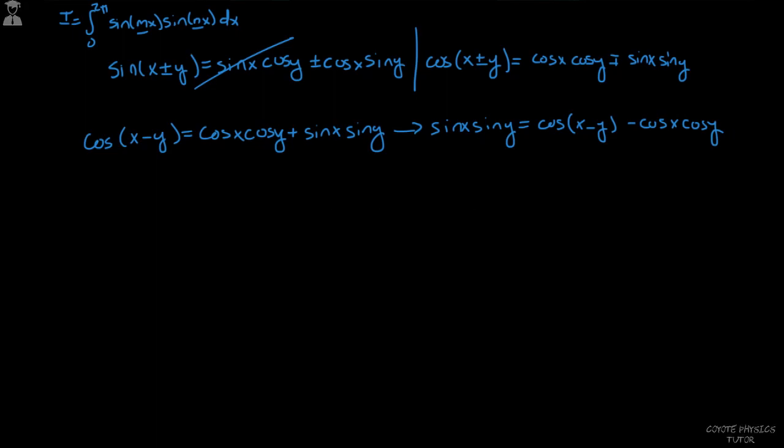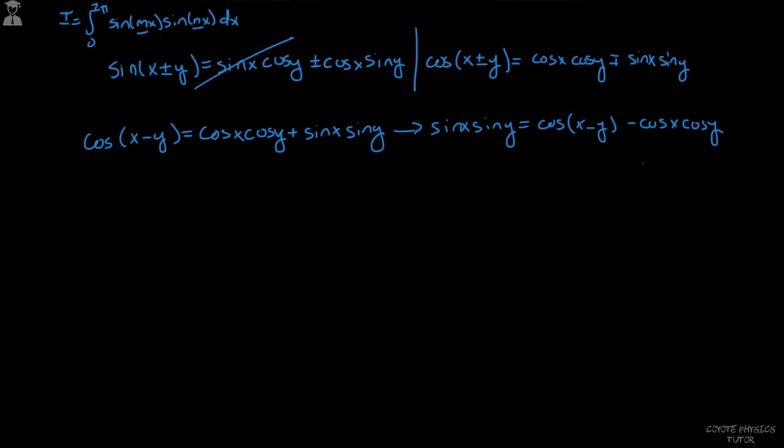And then I can just easily plug in mx for x and nx for y, and then I'll get my integrand. But the problem with that is that if I were to use this exact identity, then I'll end up with the same exact problem, where I have two cosine functions multiplying each other, and then I can't really use any other method of solving for it.